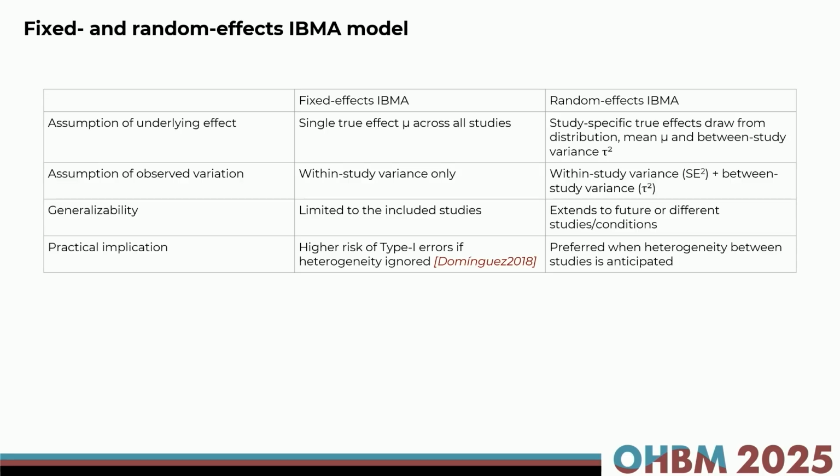And their practical implications are also different. The fixed effect might have higher rates of type 1 error if we ignore the heterogeneity across studies, while random effects IBMA is preferred if heterogeneity between studies is anticipated.